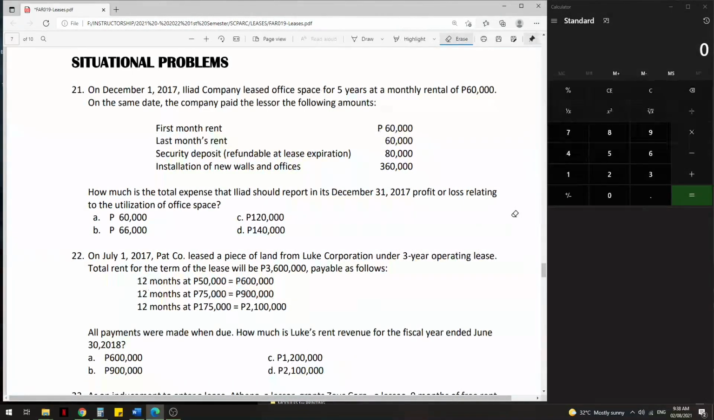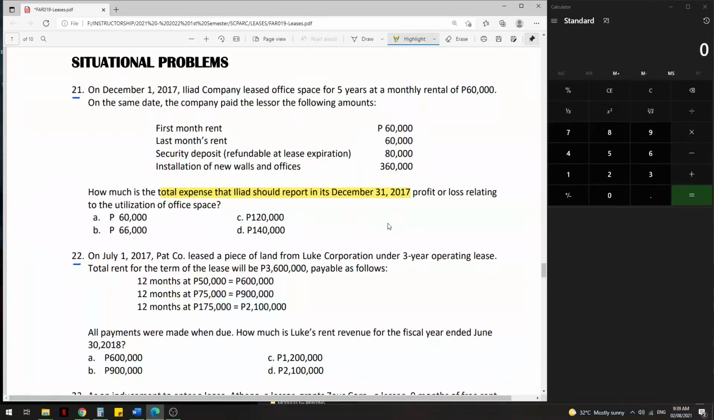Okay guys, let's start problems with operating lease muna. Starting with number 21 and number 22. Itong mga problem na to po, they are simple operating lease problems. So let's go about with this. First, of course, let's go with number 21, which requires us the total expense that Iliad should report in its December 31, 2017, profit or loss.